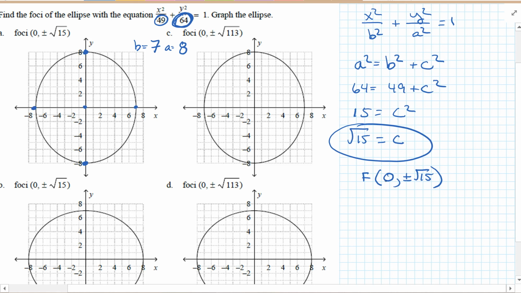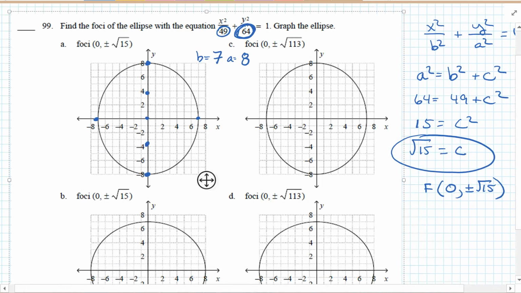And our foci would be at 0, plus or minus the square root of 15, because it would have to be on the major axis. So the answer would be A.